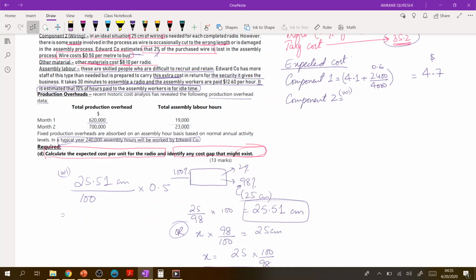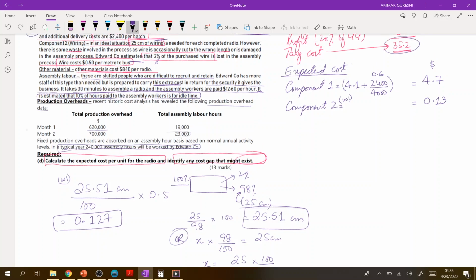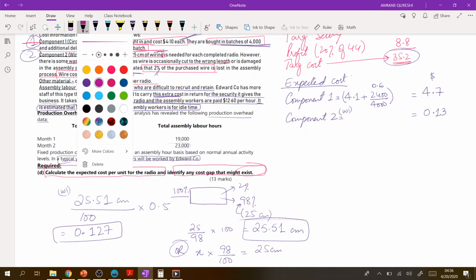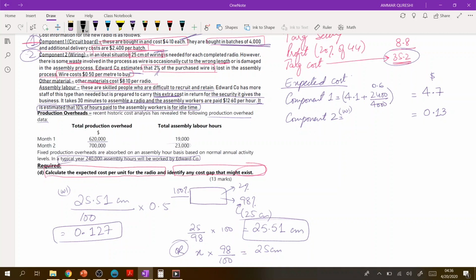So 25.51 divided by 100 multiplied by 0.5 is 0.127. Let's make it 0.13. Right? Then we have this as the second cost. We are done with this. Let me try to change the color. Okay. Now we are moving towards the third one, which is other material.